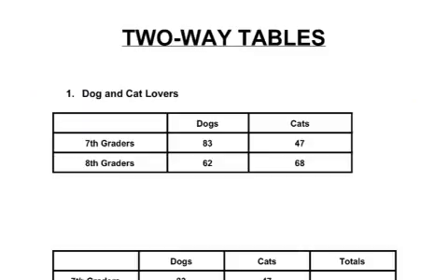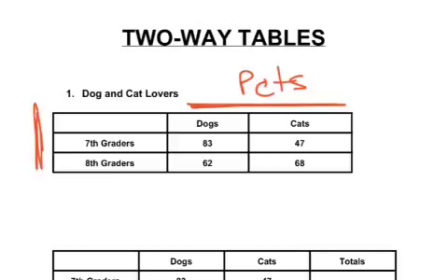Okay, so moving on to the first page of your packet, you're going to take a look at what are two-way tables. Now, two-way tables are basically a way of comparing two different sets inside a variable. For example, let's take a look at the first two-way table. Here we have dog and cat lovers. You can see we have two categories inside these two columns here, and I'd call this probably pets. So we have dogs and cats that we're comparing, and you can see here we're comparing two different grade levels. We're comparing 7th grade and 8th grade.